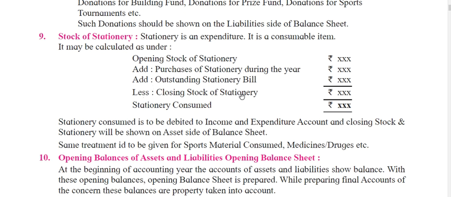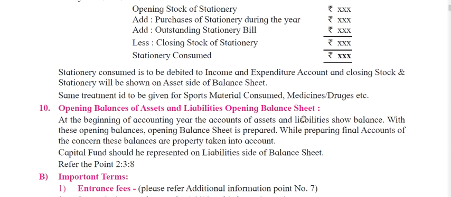So less closing stock of stationery, the total amount is called stationery consumed. Stationery consumed is to be debited to the income and expenditure account, and closing stock of stationery will be shown on the asset side of the balance sheet. In a trading account we used to treat closing stock, and again in the balance sheet also we take the closing stock. Like that, here we are taking it in the income and expenditure account and on the asset side of the balance sheet.